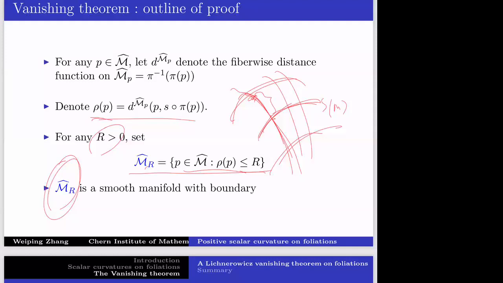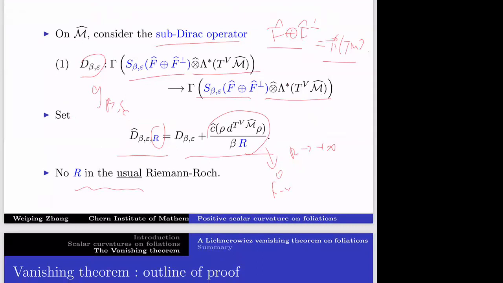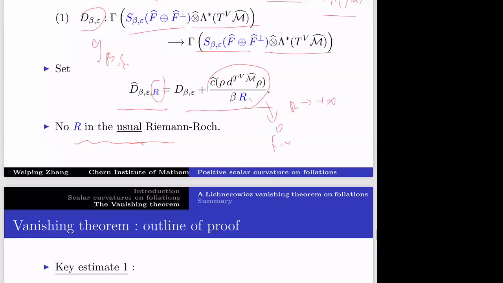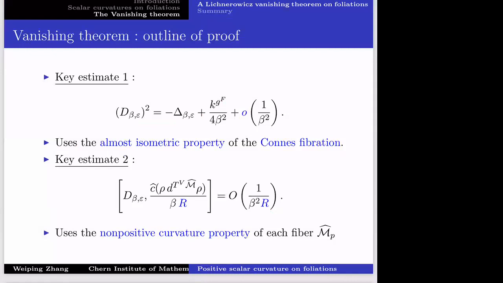So enlarge this bundle. This is inspired by Kohn's original proof, but it's not appearing in the usual Riemannian setting. So we divide it by this R. Then we can get to the estimate. First, in the interior, just like the Lichnerowicz formula. Just like the Riemannian foliation case, when beta epsilon is very small, you get this positivity and you can control this one. This uses the almost isometric property.